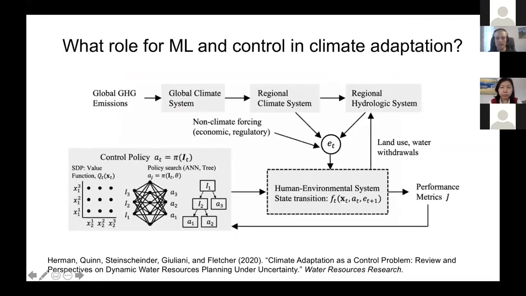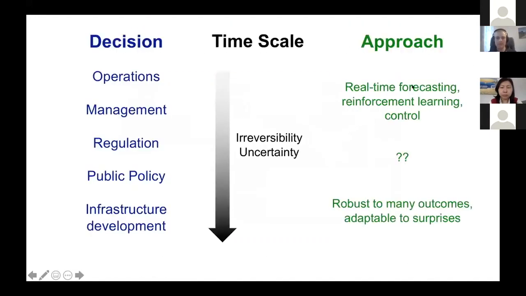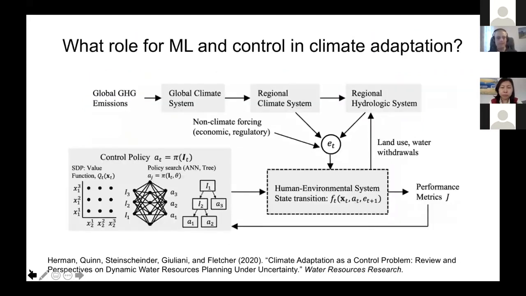So as a systems modeler, this is the type of framework that we often use to provide decision support for these types of tools. So following on from what Lloyd was saying in the previous talk, we use these climate models and we downscale them to a particular regional hydrologic system. And then we look at how these hydrological flows interact with the human system and the land use and water withdrawals that we have. And so there's forecasting that happens in all of these pieces.